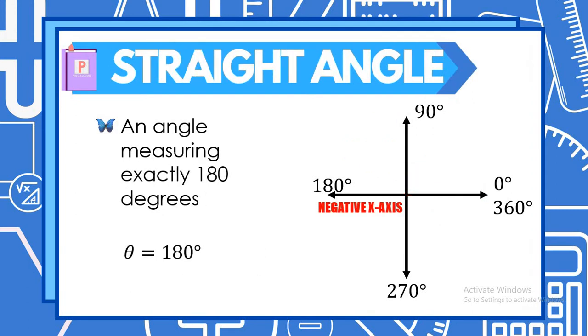We also have a straight angle, and it is an angle measuring exactly at 180 degrees. Therefore, theta is equal to 180 degrees. Now, the graph of a straight angle is a straight line. Obviously, that's why it's called straight angle. So the initial side of a straight angle will still be the positive x-axis. Meanwhile, its terminal side, if you rotate or if you measure 180 degrees using a protractor, will end here on the negative x-axis, which is also the terminal side.